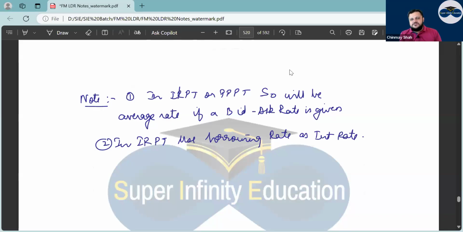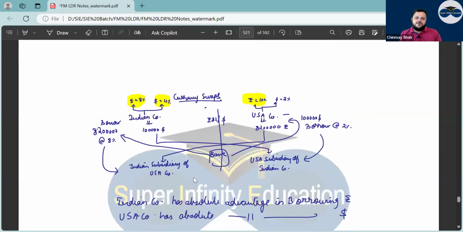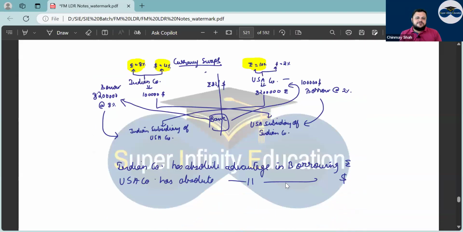Now in a lot of situations, they have even taken the higher rate or they have taken the average rate, right? There is no clarity from ACCA on this, correct? What to take? Generally, if it is more of a higher rate that is taken, I would say take the higher rate only. In IRPT use the borrowing rate as the interest rate, if both borrowing and deposit rates are given.